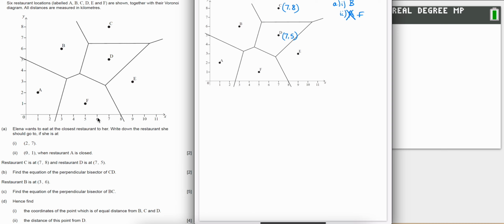So C and D is just here, and we can see that they're both on 7 for the x coordinate. That means that the perpendicular bisector will have a gradient of 0 and be cutting through the middle just here. So we want to find the middle of the 5 and the 8 on the y-axis, which we can see is 6.5. So the equation is just y = 6.5. We can see that it is a horizontal line for the perpendicular bisector. So I'm just going to get rid of this bit.